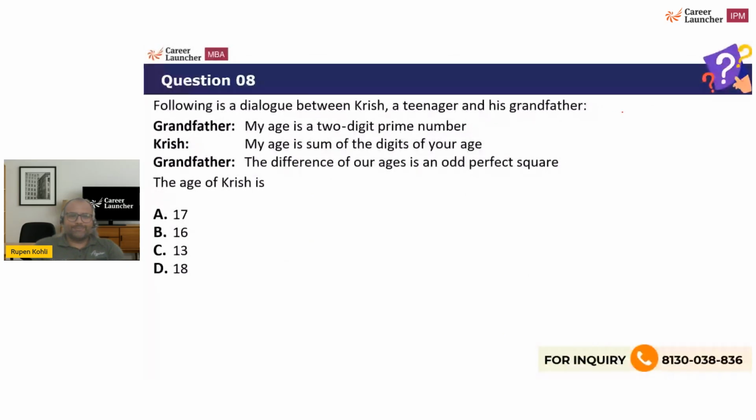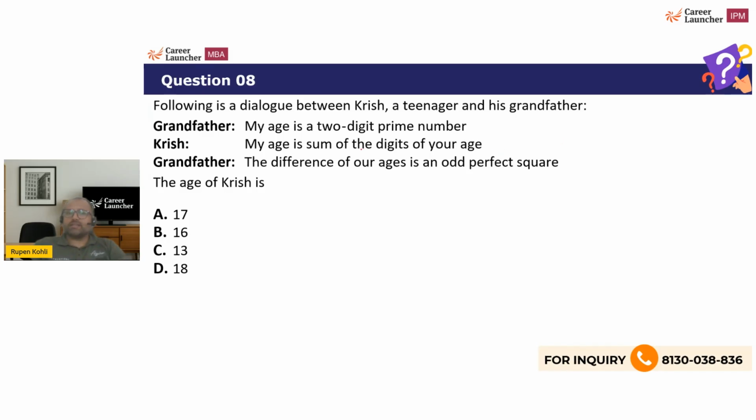Okay, so well, there's a dialogue going on. Let's see. Following is a dialogue between Krish, a teenager, and his grandfather. Nice. Grandfather says, "My age is a two-digit prime number." All right, fine. Krish says, "My age is a sum of the digits of your age."